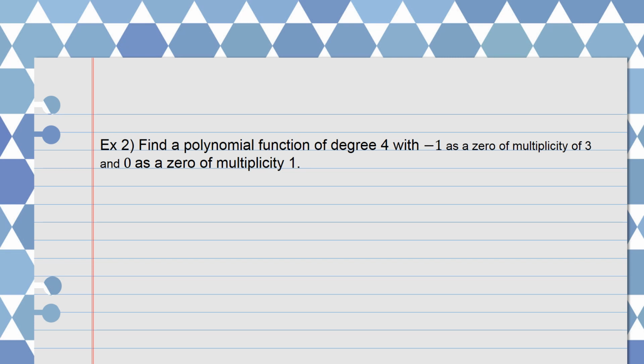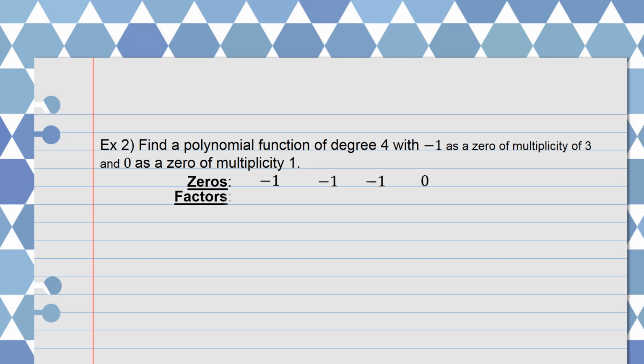Example 2. Find a polynomial function of degree 4 with negative 1 as a zero of multiplicity of 3 and 0 as a zero of multiplicity 1. Again, let's start by listing out our zeros. It says we have negative 1 as a zero, but it says of multiplicity 3, which simply means it's repeated 3 times. So our zeros are negative 1, negative 1, and negative 1. Then it goes on to say, and 0 as a zero of multiplicity 1, which means 0 is our 4th zero. Now that we have our zeros, we're ready to write our factors.